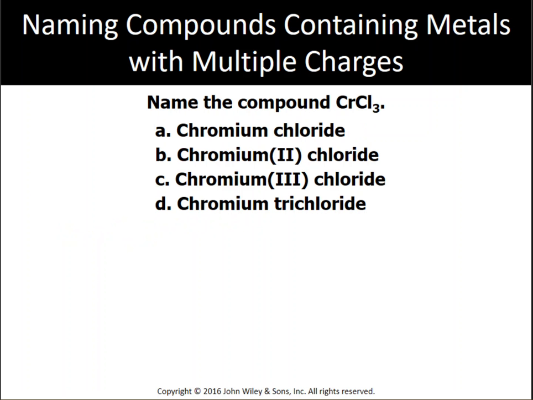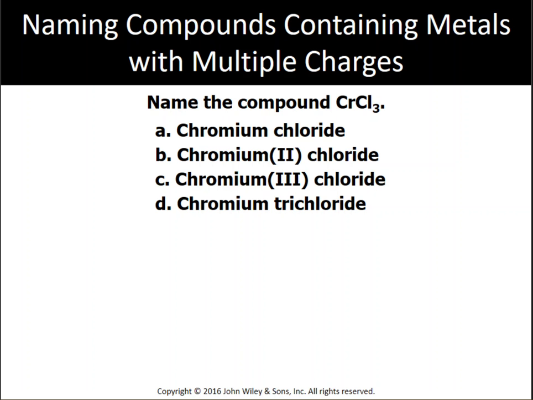So let's look at another example. You want to name this compound here. So this is how you want to approach this. What type of compound? It's ionic because it's composed of a metal and a non-metal. Now, what type of a metal? A transition metal. Chromium is a transition metal. And remember, for transition metals, the charge of the transition metal is very important. So before we name this, we have to find out what the charge of chromium is in this compound.